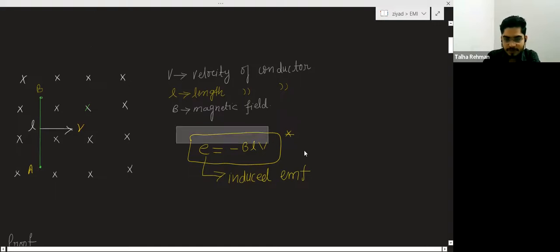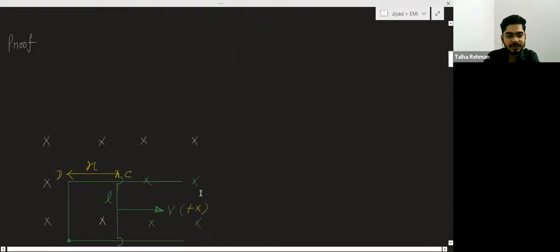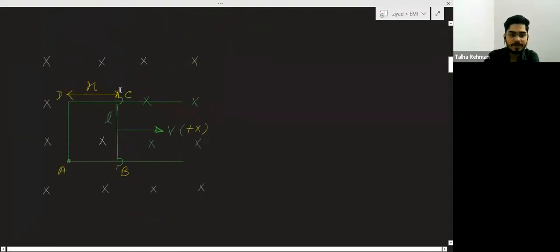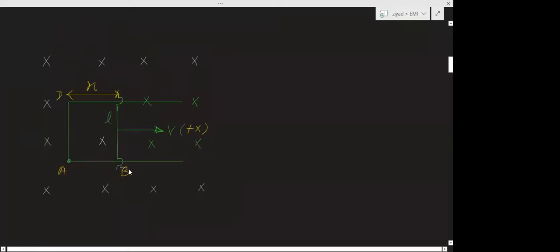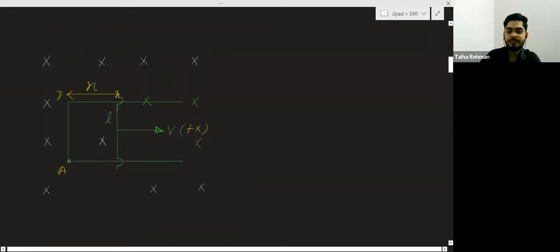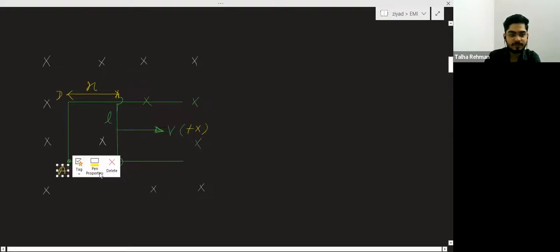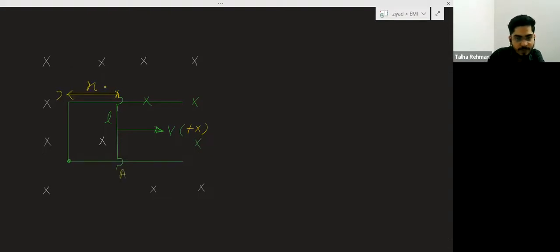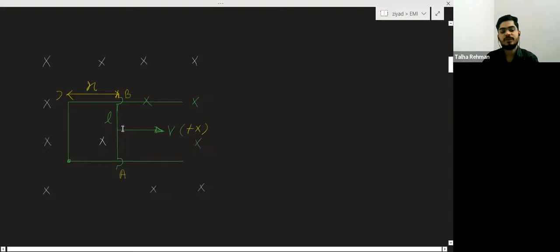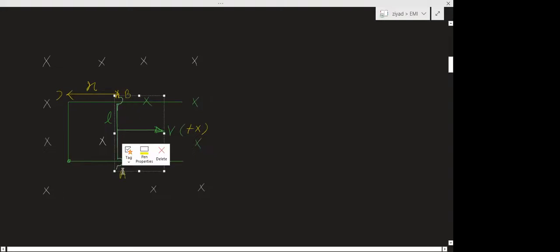Now we will derive this result. This is very simple. I am taking a frame, and this is our wire AB. This wire can slide on the frame.